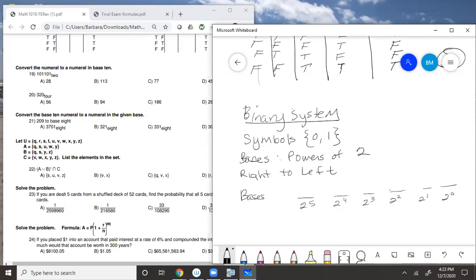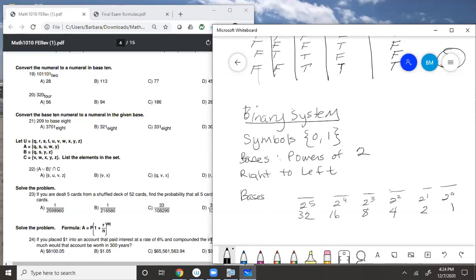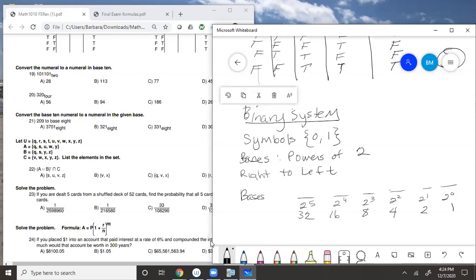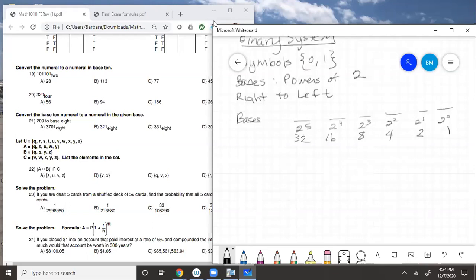And you can evaluate this on your calculator. Any number raised to the 0 power is 1. So this is the ones place. This is 2, this is 4, 8, 16, 32. We're just essentially multiplying by 2 to get to each base. So we have all the bases. And now what we're going to do is put the number in the bases, right? I just wanted you to understand the system there. All right.